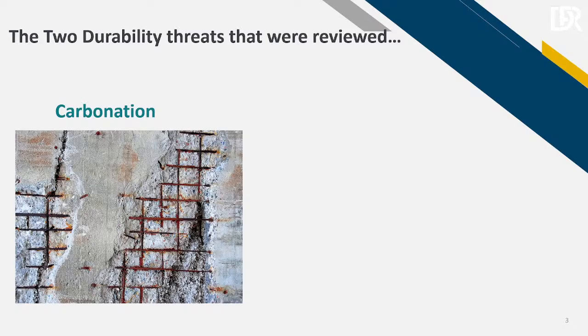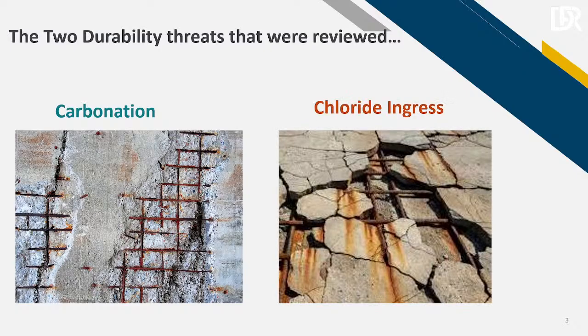The two major defects that I'm going to speak about are carbonation, which is when the carbon in the atmosphere eats the calcium in your cement and concrete, and then it reaches the rebars, and rusting will occur. And the other one that we will look into is chloride ingress.